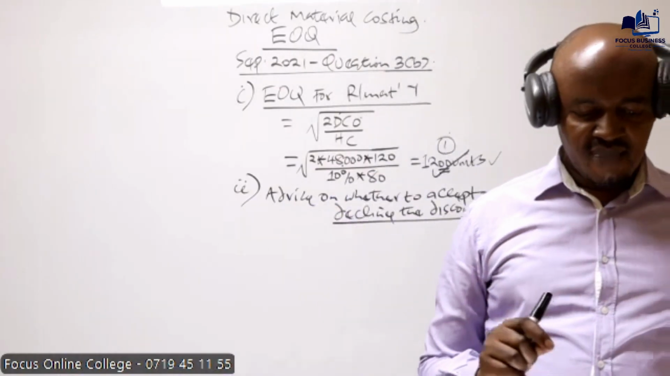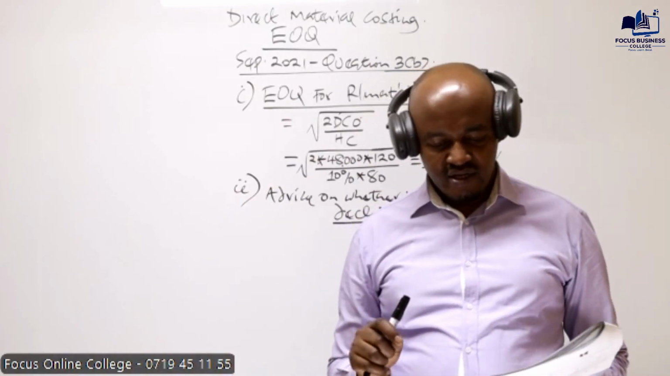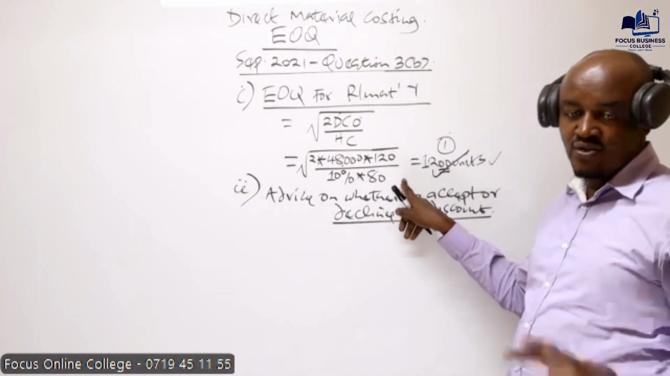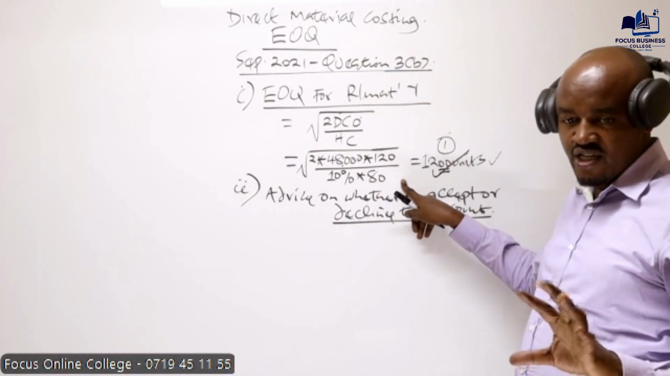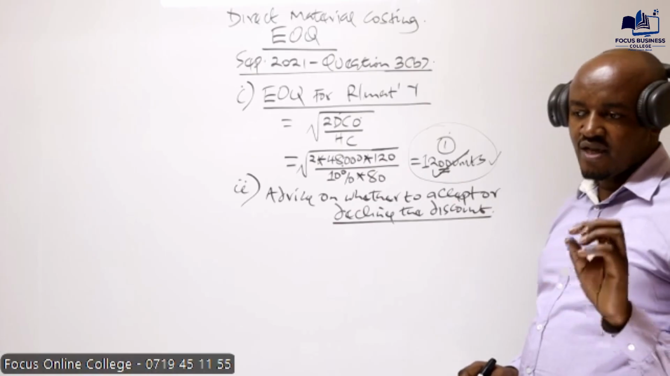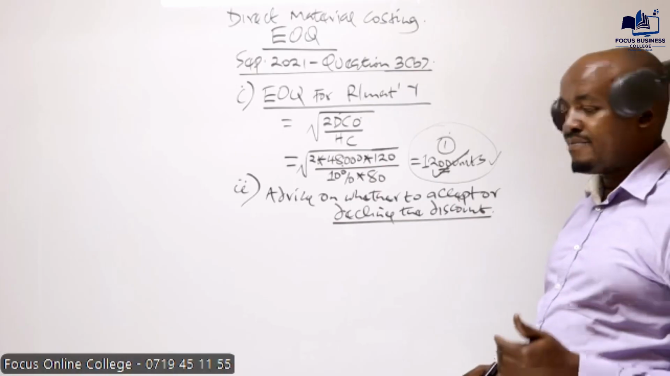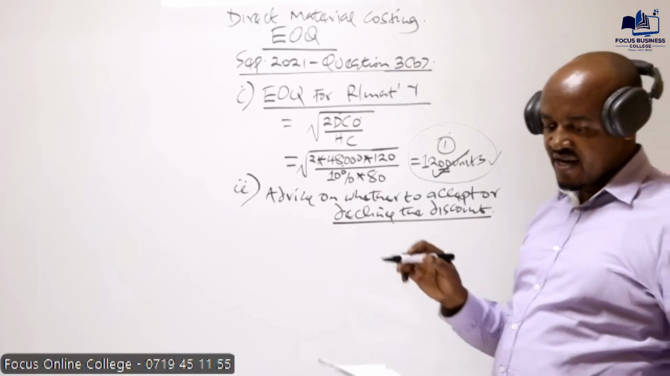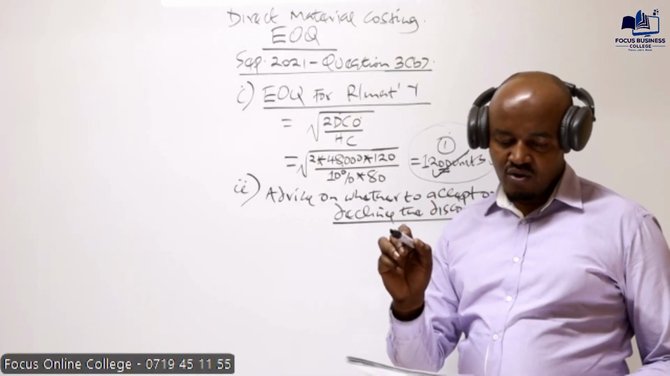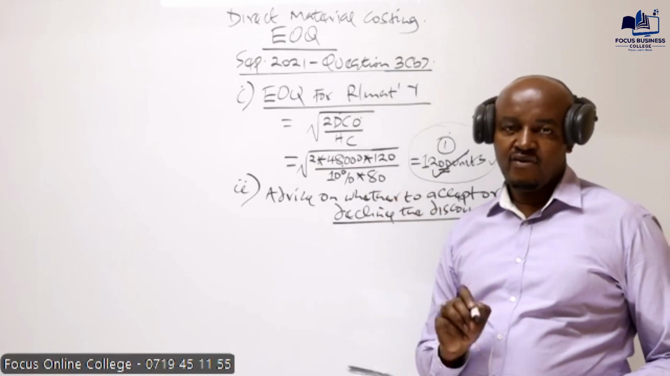We are told the supplier of raw material Y has offered a 1% discount if each order placed is for 2,000. As per what we have computed, for the company to minimize the cost associated with the raw materials, it has to order 1,200 units. But the company has been given another option. Instead of ordering 1,200 units, why not order 2,000 units and qualify for the 1% discount?